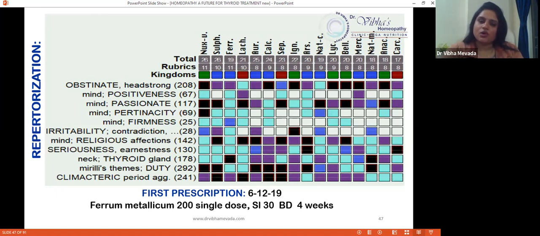Because, as we all know very well, repertory is just the tool to get an idea for medicines. And the final authority is Materia Medica always. So although Ferrum Met is on the third position here in the repertory chart, on the basis of Materia Medica and the understanding of the whole case, I prescribed Ferrum Metallicum 200 single dose with SL for 4 weeks to this patient.